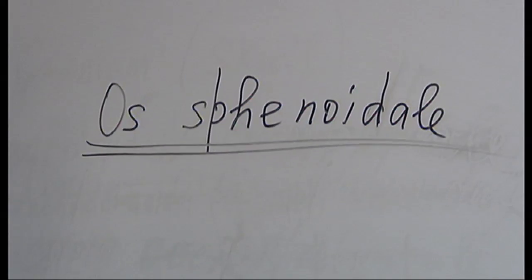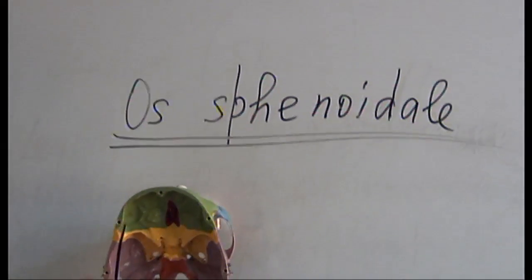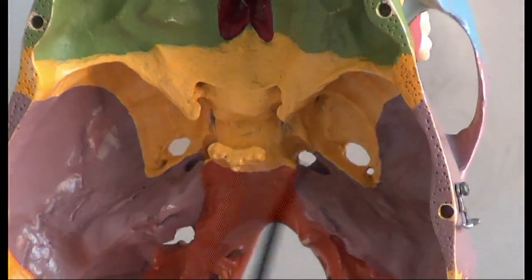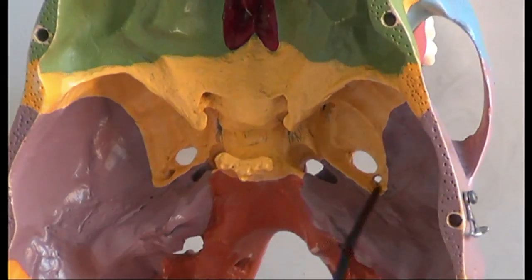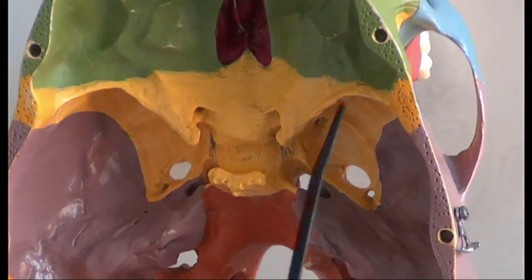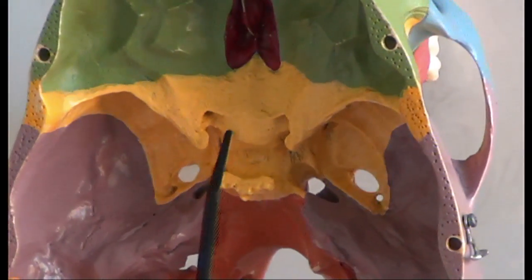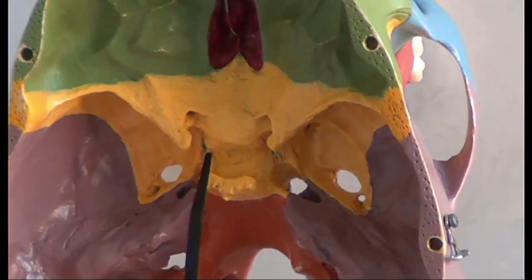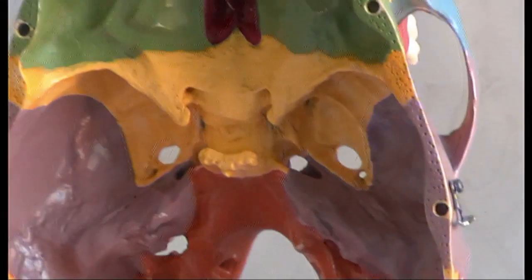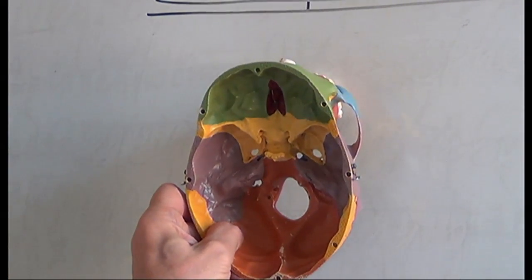Os sphenoidale. This is the most complicated bone, which is placed in the central part of the basis cerebri, basis cranii. Here it is, it's of yellow color. We can find it from all sides of the cranium.